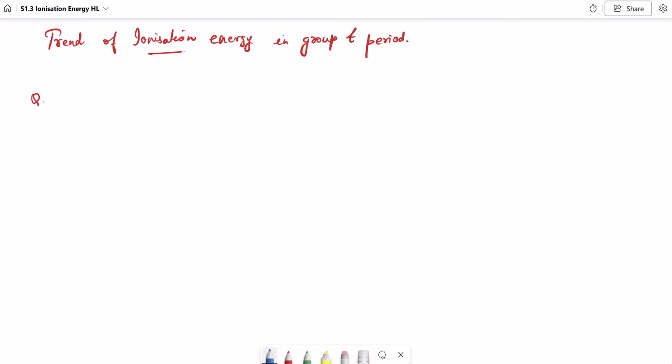Let's say I'm going to create a table. The table shows successive ionization energy for element X. We don't know the name of the element, we have to find it out, and this element is present in period number 2. So let me write the table.